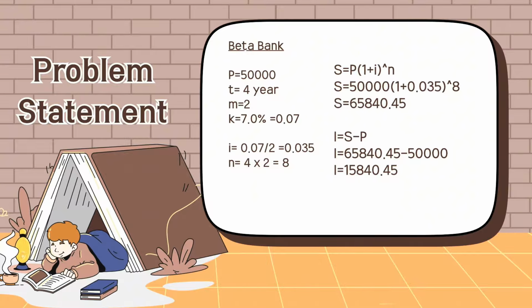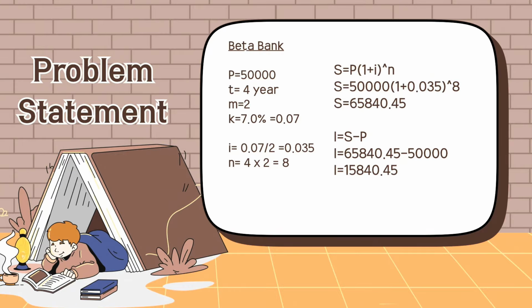Then find N, the total number of compounding periods. N equal to M multiplied by T equal to 4 multiplied by 2. So the answer is 8. After that, we use the compound interest formula. S equal to P open bracket 1 plus I close bracket to the power of N. Substitute all the numbers. S equal to 65,840.45. And then find the interest earned.